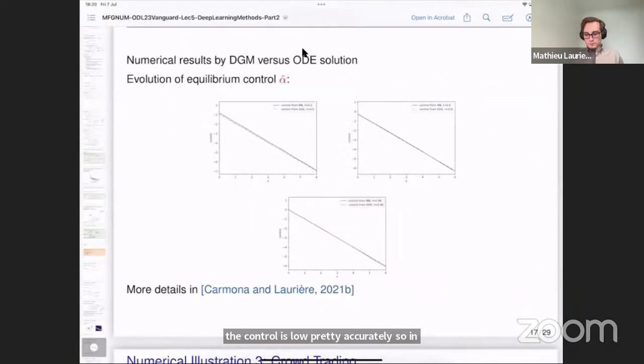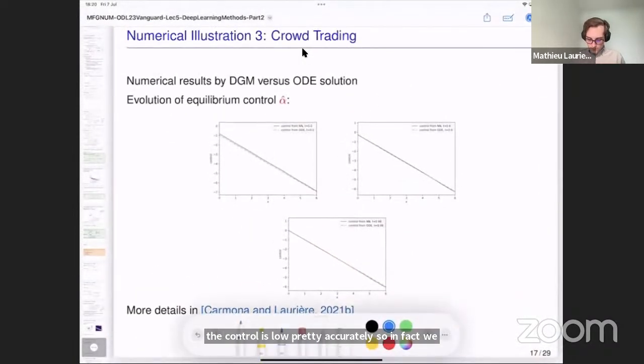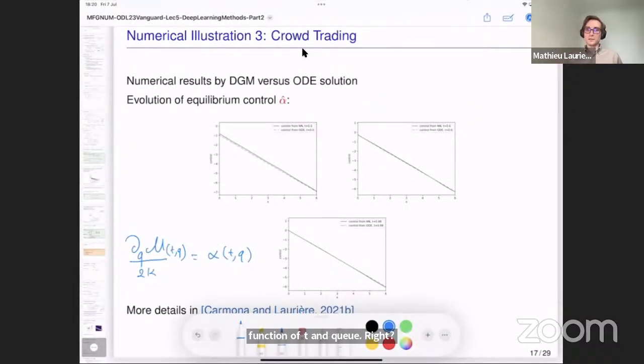So in fact, we don't learn the control. What we learn is U. We learn the value function U, and then you compute the partial derivative with respect to q. You divide by 2 kappa, and this gives you your candidate for the control as a function of t and q, right? So you can recover the control from the solution to the PDE system.